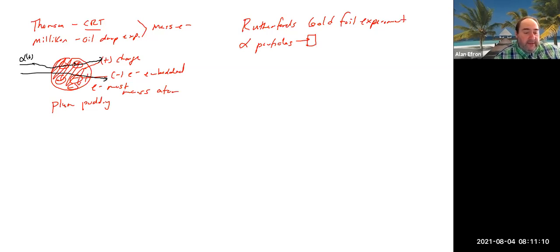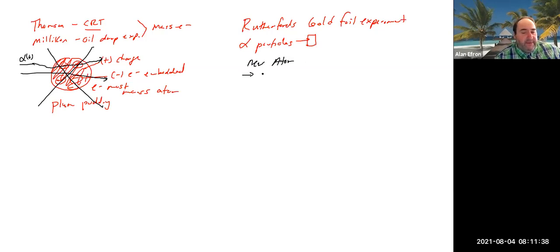And they were really surprised that what they saw was that most of them went through pretty much undeflected. And every so often one would be deflected at a very large angle. So basically what that meant was the model of the atom here, the plum pudding model, was not the correct model of the atom. And they had to come up with a new model of the atom, which is our current model of the atom.